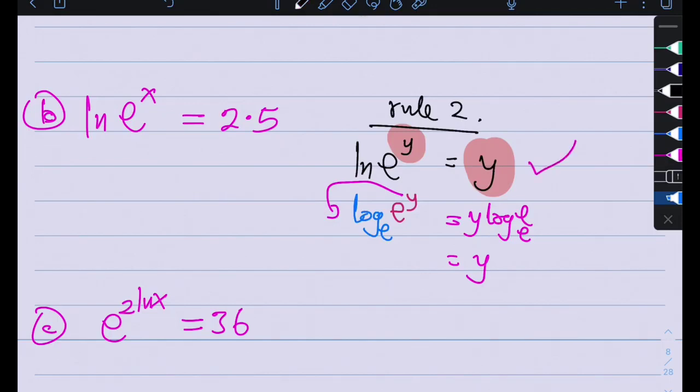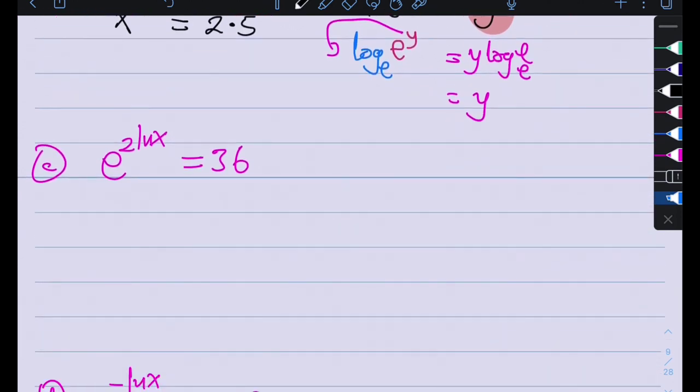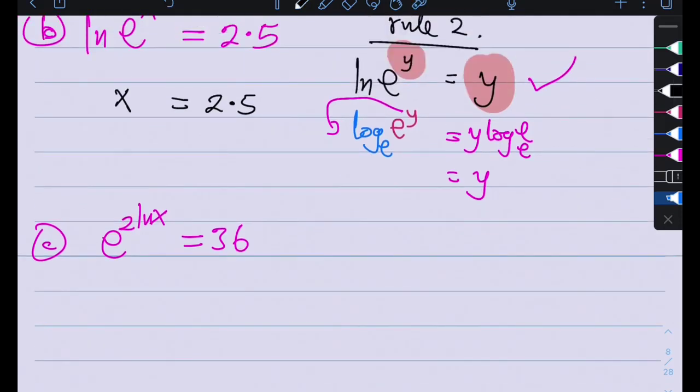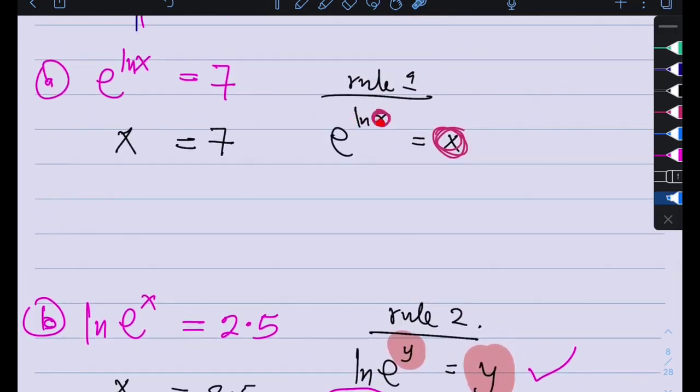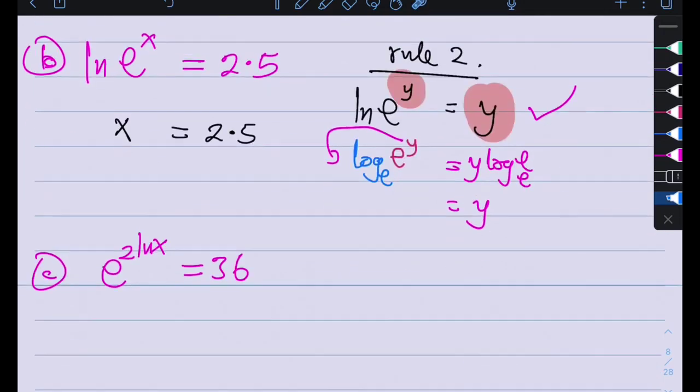Put that in mind. That means that whatever we have here, the answer is just x. So we have x is equal to 2.5. How about this one? Don't be quick to say that x is equal to 37. You are wrong, because there's a 2 here. Remember, this is the rule. In the rule I showed you, there's nothing multiplying the y apart from 1. So be careful. And if you look at rule 2, there's nothing multiplying ln x apart from 1 here.